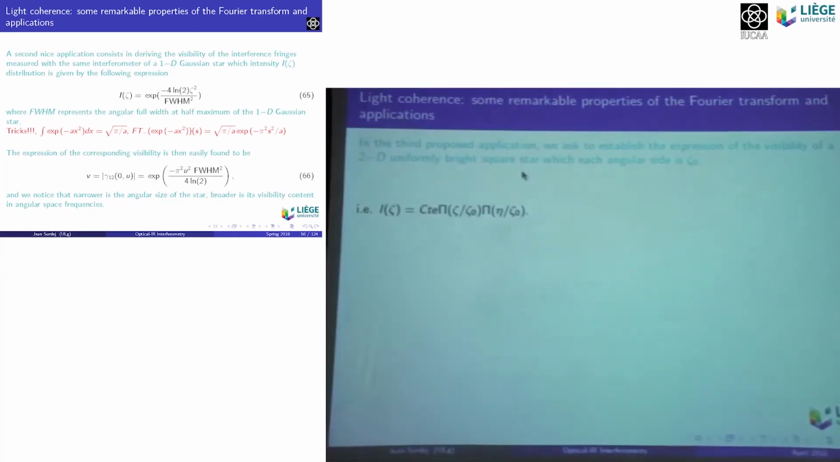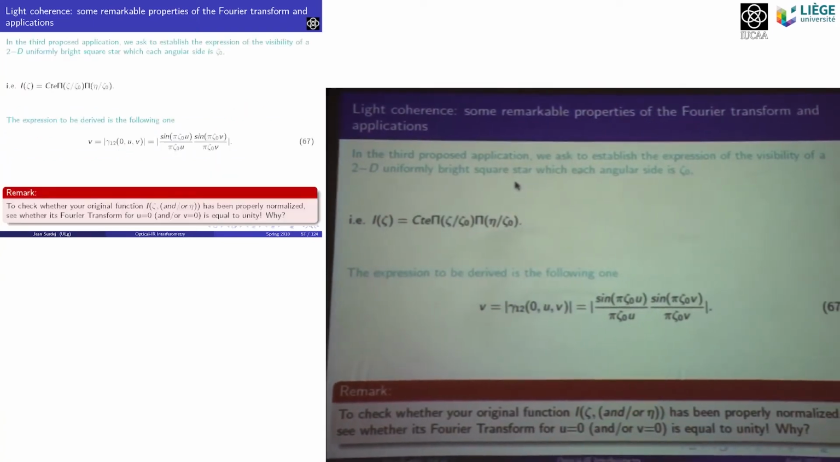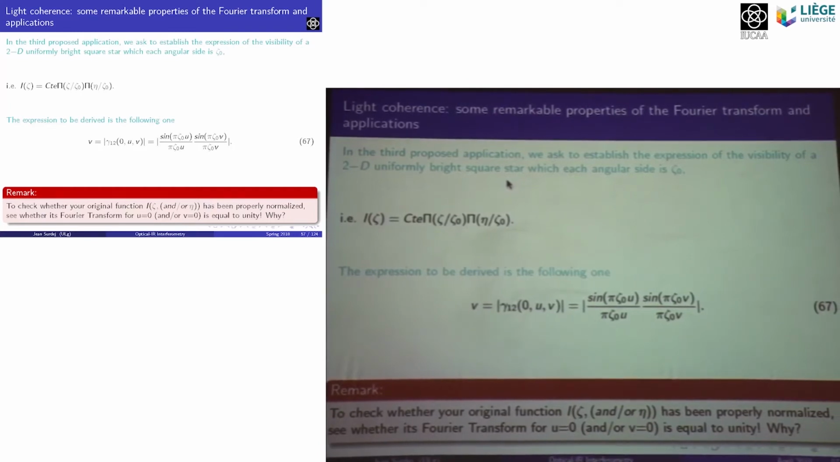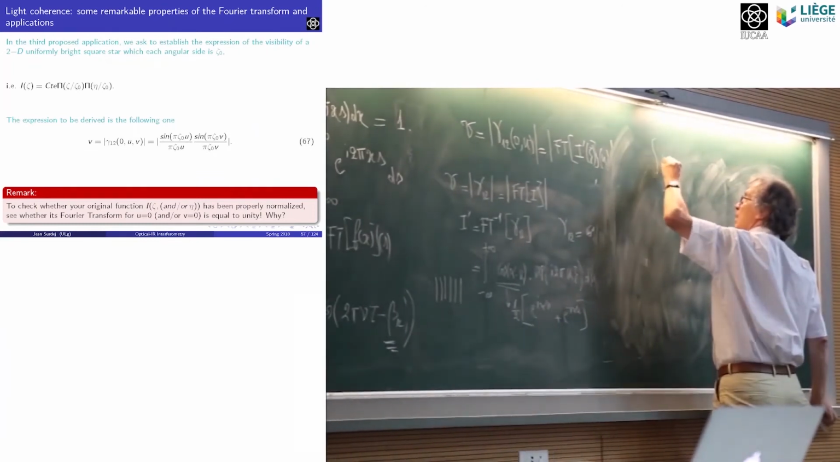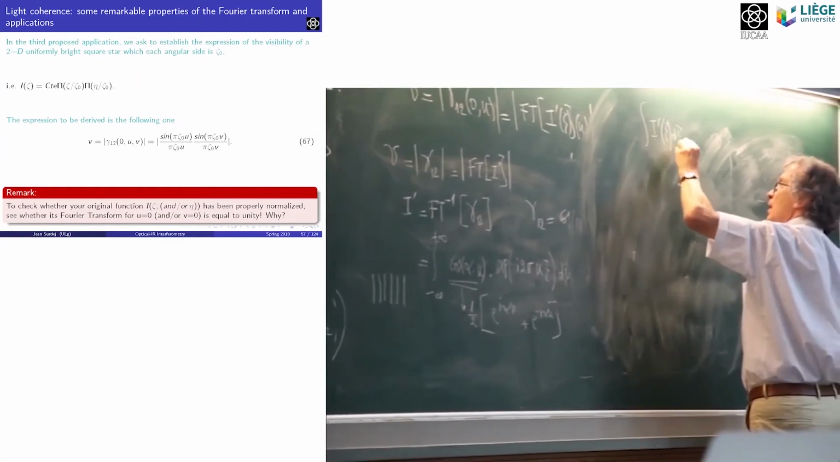Now this one we did. Well, you came to the blackboard and made it. And now I just make a remark: to check whether your original function I, which depends on zeta and or eta, has been properly normalized, see whether its Fourier transform for u equals 0 and or v equals 0 is equal to unity. And why is it so? I will show you directly here that the integration of I prime of zeta d zeta is equal to 1.